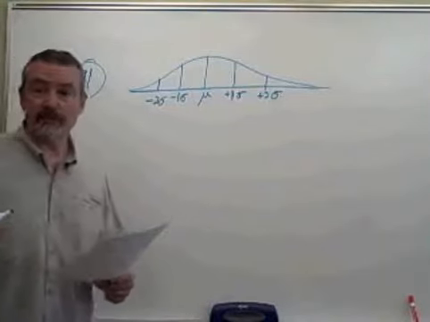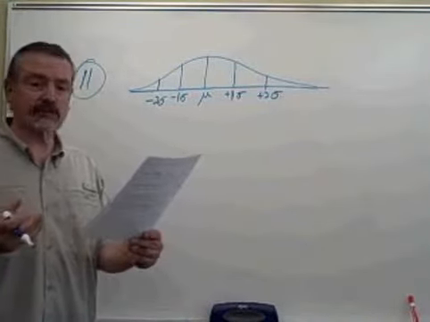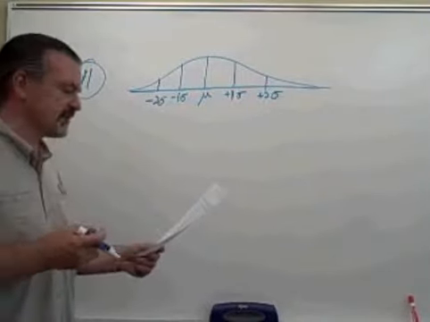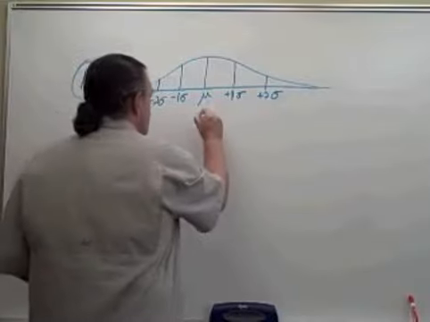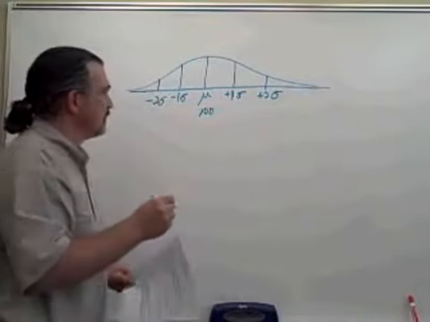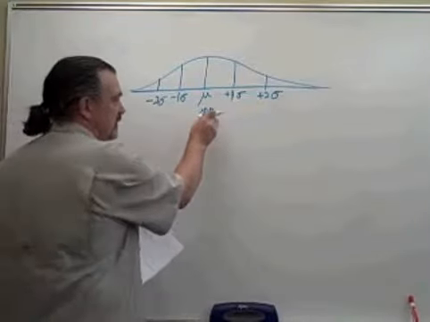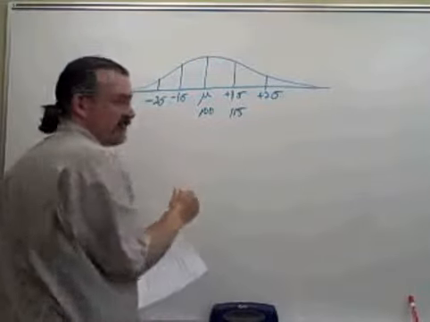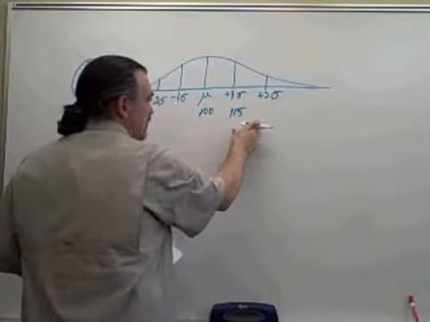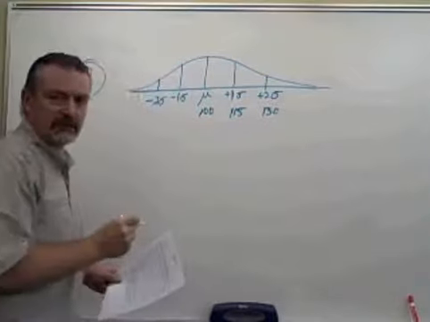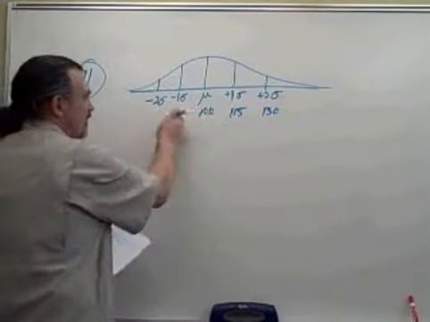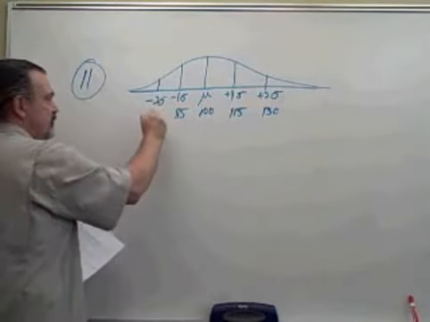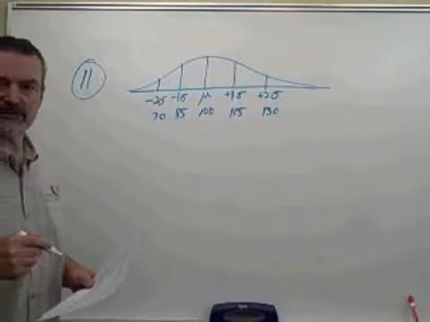This is problem 11 from the review sheet. It says the IQs of individuals form a normal distribution with mean of 100 and standard deviation of 15. So if there's a mean of 100 and a standard deviation of 15, one standard deviation above the mean would be an IQ of 115. Two standard deviations above the mean would be an IQ of 130. One standard deviation below the mean would be an IQ of 85, and two standard deviations below the mean would be an IQ of 70.